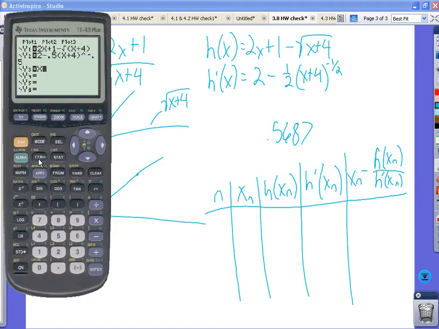That is x minus 2x plus 1, like what we've been interested in, 2x plus 1 minus the square root of x plus 4, over 2 minus 0.5 times x plus 4 to the negative 0.5.